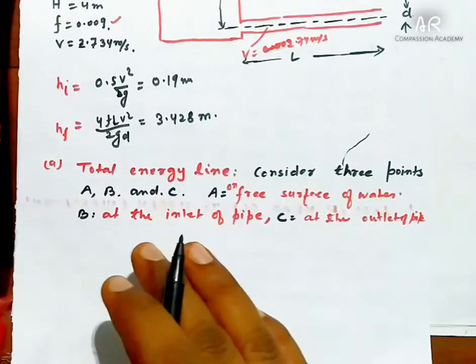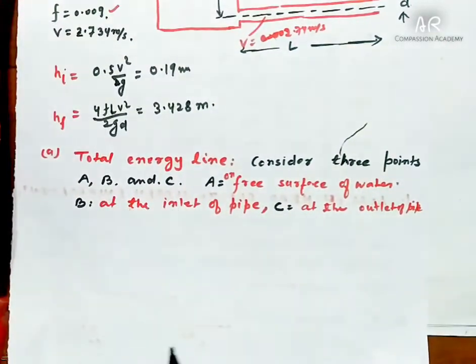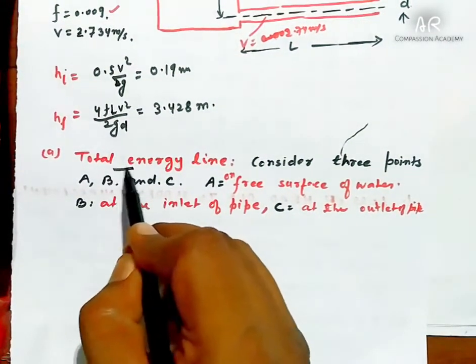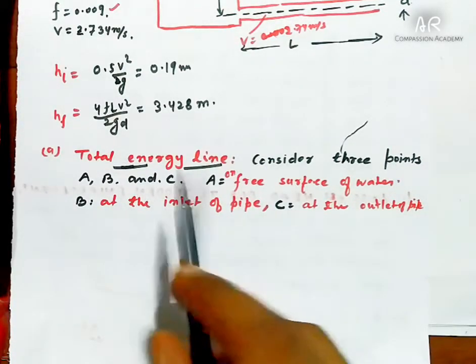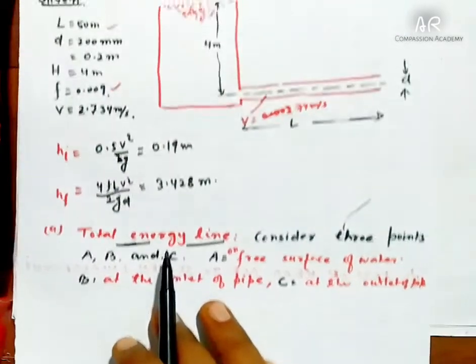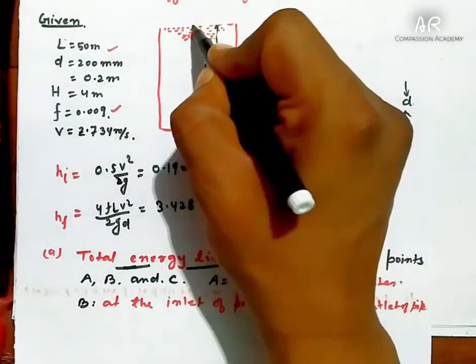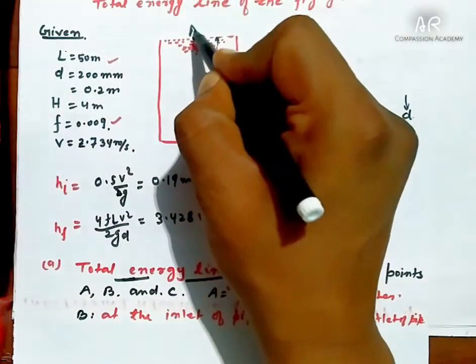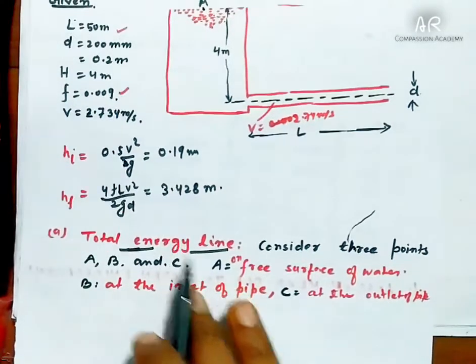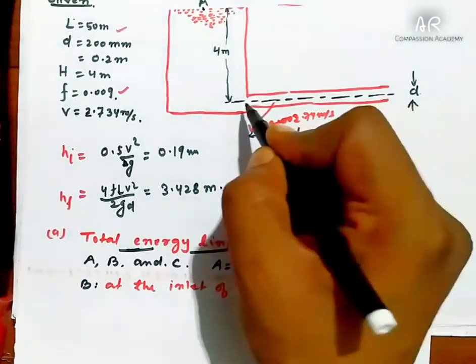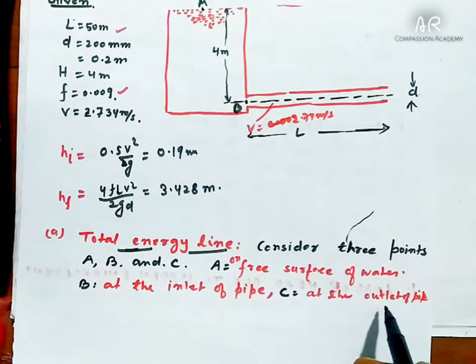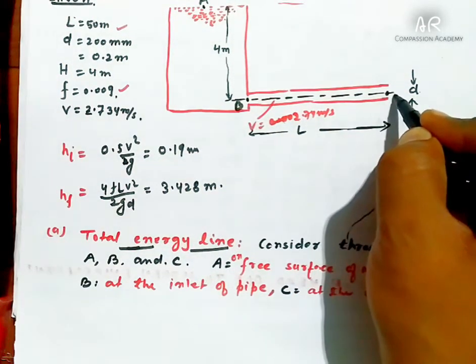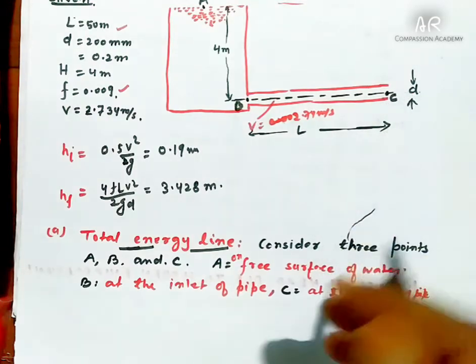Now we'll proceed further for the total energy line. Consider 3 points A, B and C. Suppose A is on the free surface of the water, and B is at the inlet of the pipe. Suppose this is the B at the inlet of the pipe, and C at the outlet of the pipe. Suppose this is C at the outlet of the pipe.